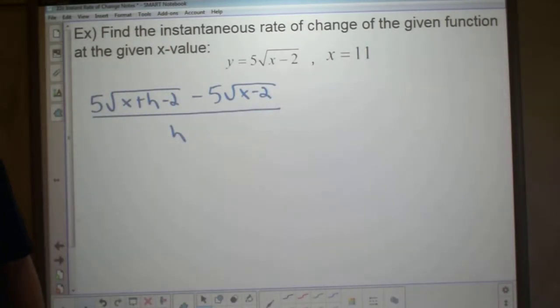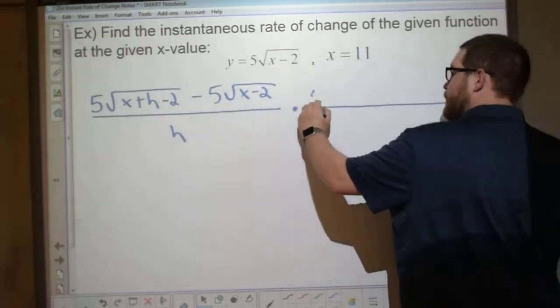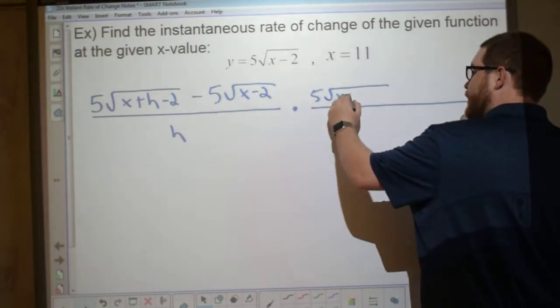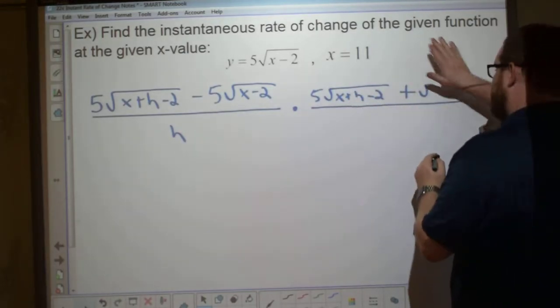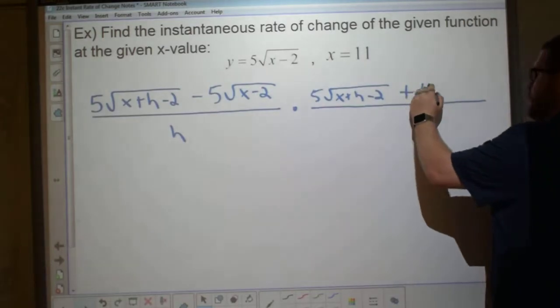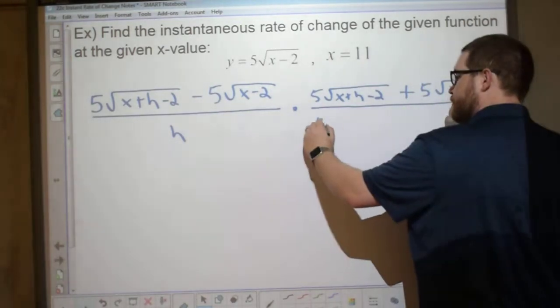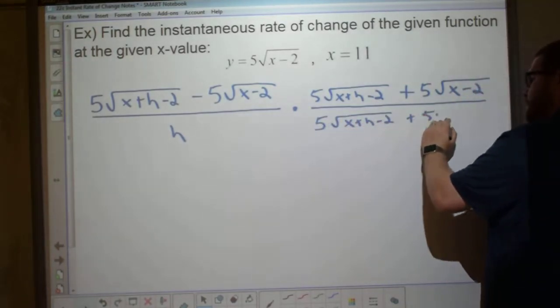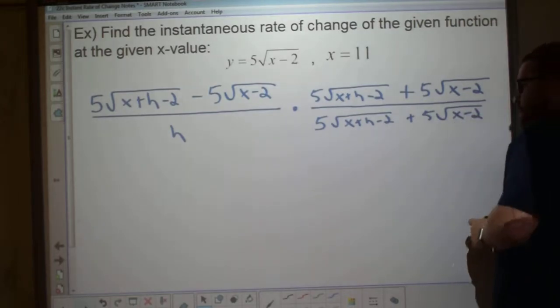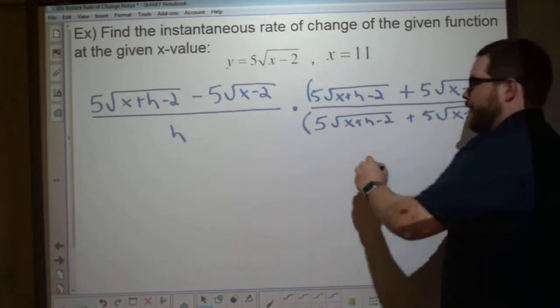The only way to cancel out square roots is to multiply by the conjugate. The conjugate is the exact same thing, but with the opposite sign. And since the formula has a minus, the conjugate will always have the plus. If I do it on the top, I have to do the same thing on the bottom. Now, I have a lot to multiply.